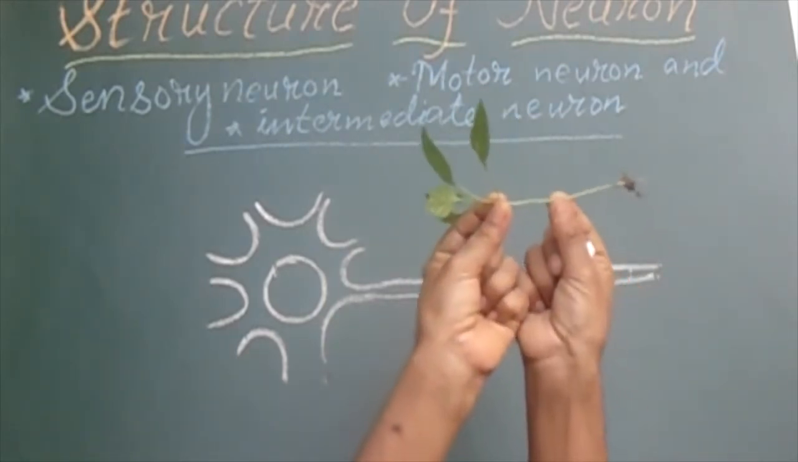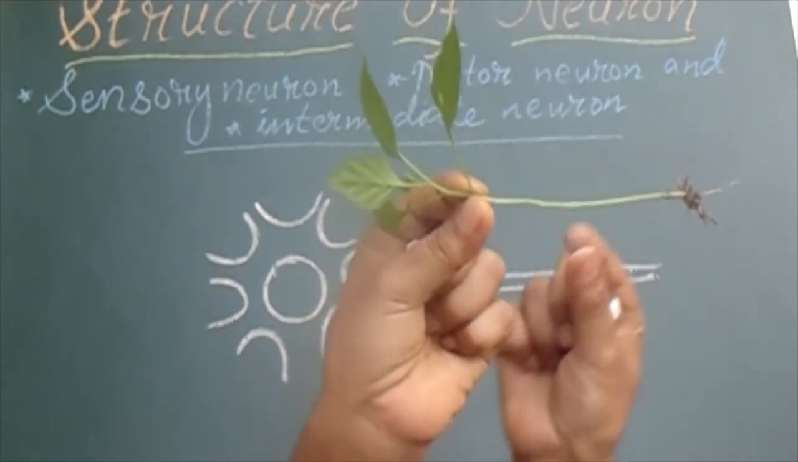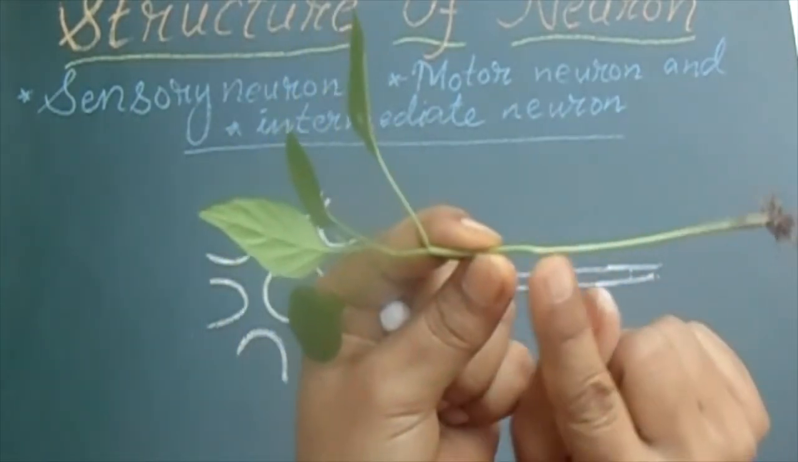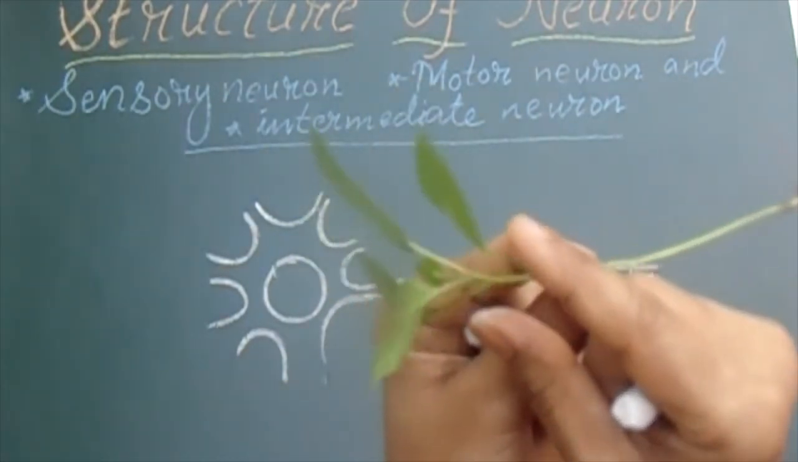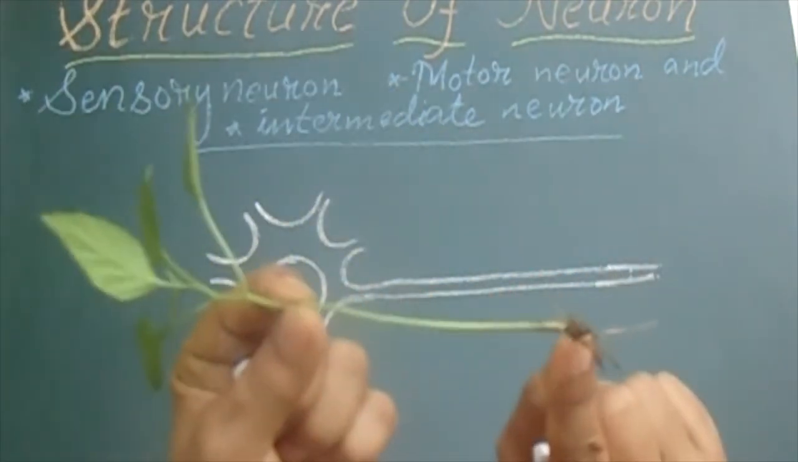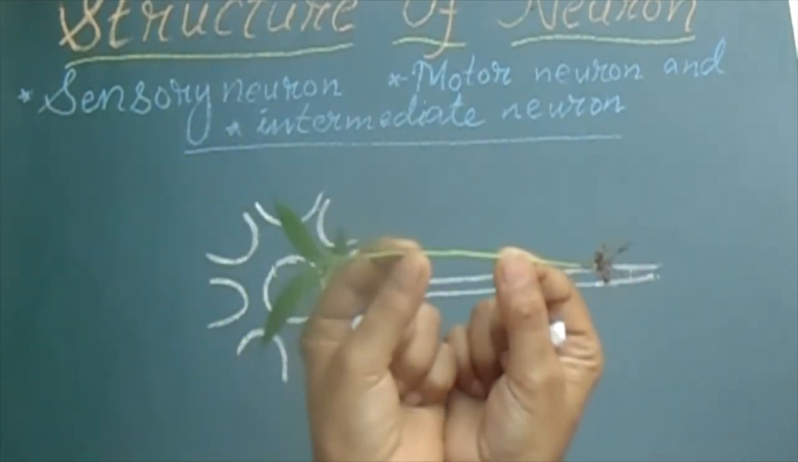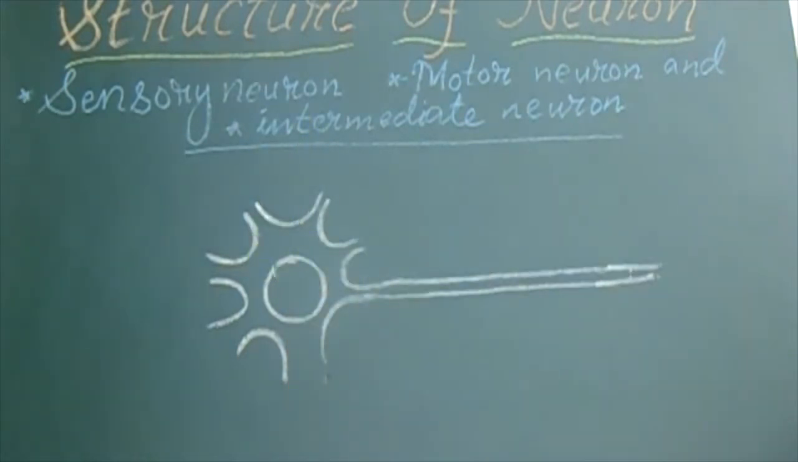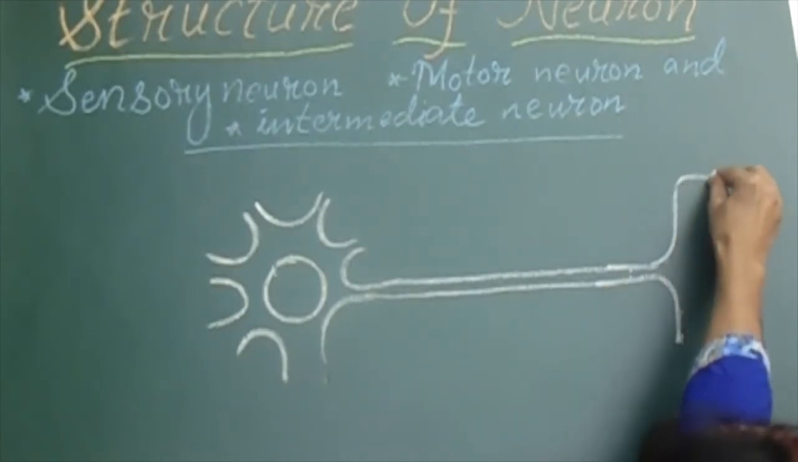See, when you look at any plant, then what do we find? A root. And this is the extension. This we can assume it as a dendrite. So now we will be drawing the root-like structure. The sensory neuron, it looks like a small plant. Come in this way. Here.